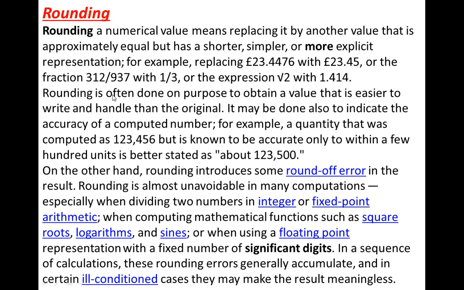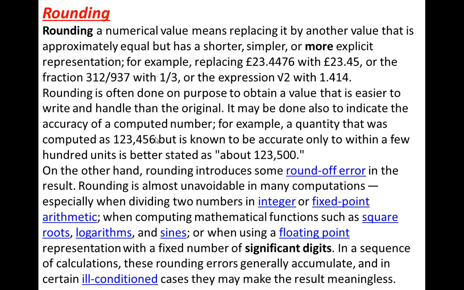This says rounding is often done on purpose to obtain a value that is easier to write and handle than the original value. So what is the main motto? What is the reason why we round off? To simplify the task, not to make it complicated, to make the original value easier to handle. It may also be done to indicate the accuracy of a computed number.